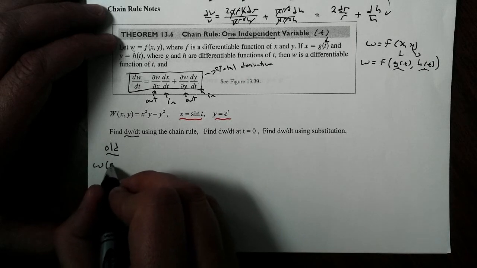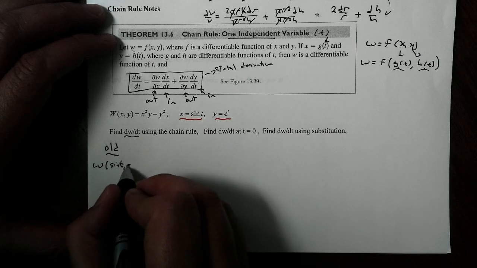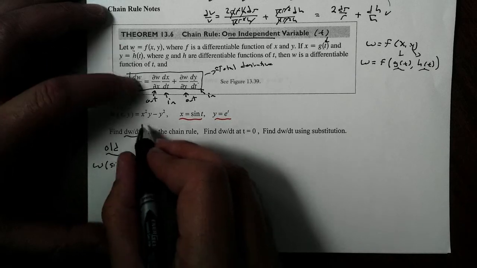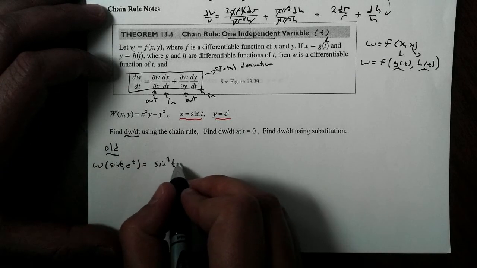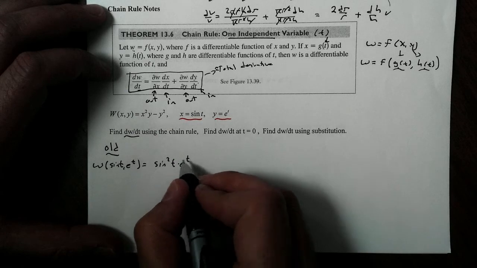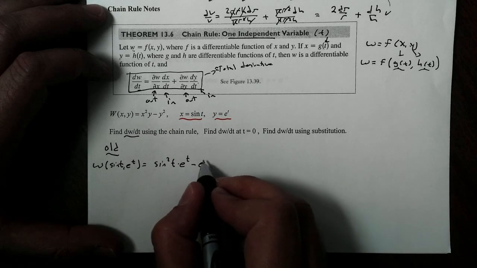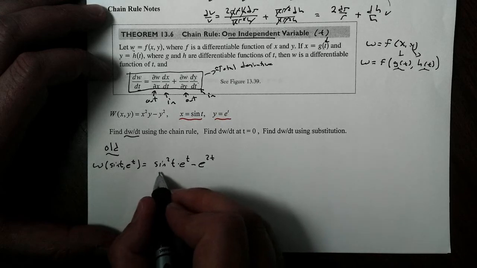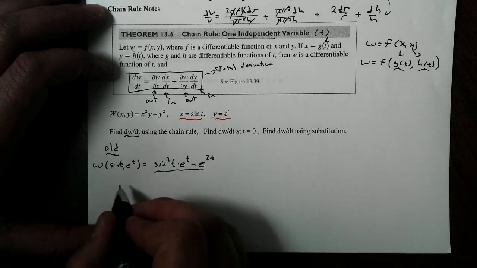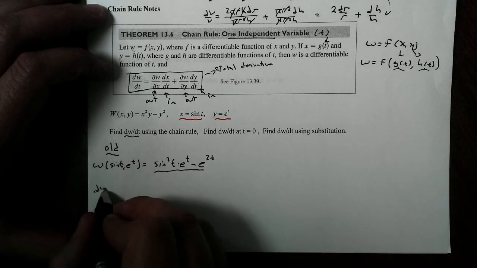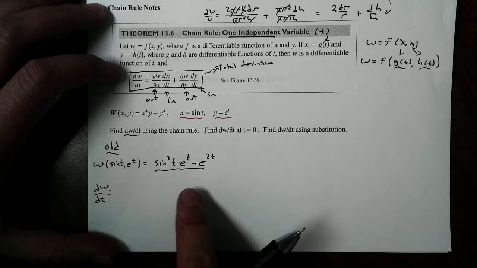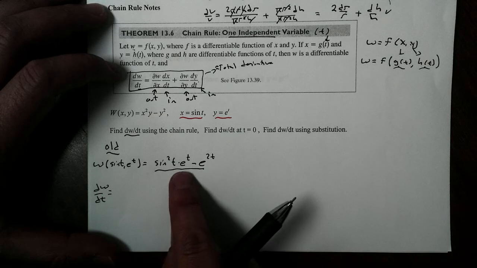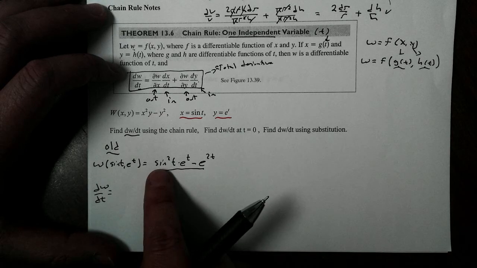W becomes sine t, e to the t, which is equal to, if I plug that in, sine squared of t times e to the t, minus e to the 2t. And we want to find the derivative here, dw/dt. And if we notice, man, this is going to be ugly. This is going to be ugly right here.